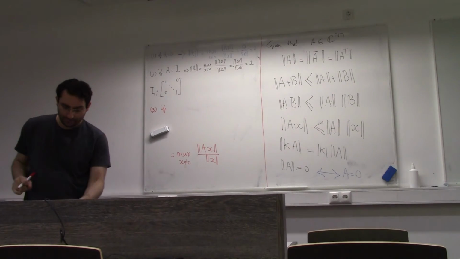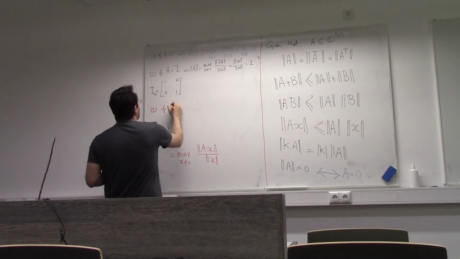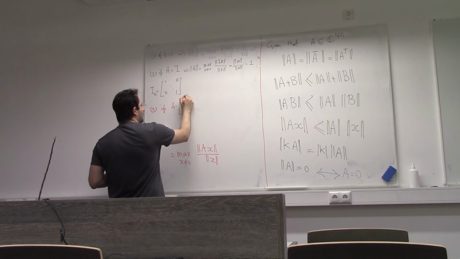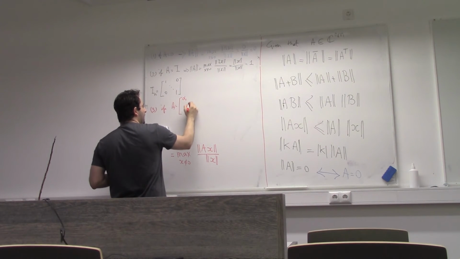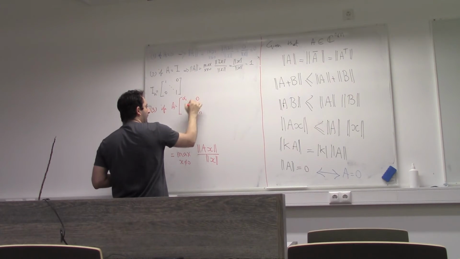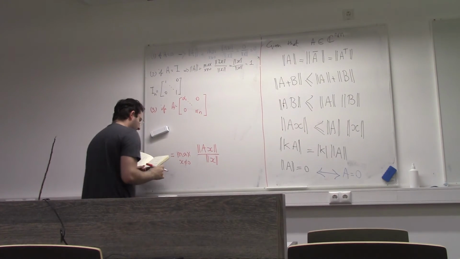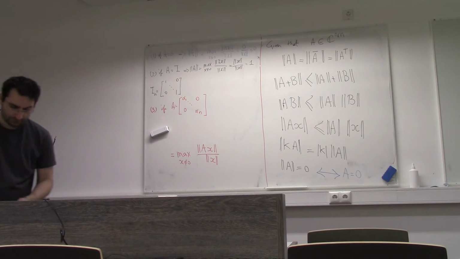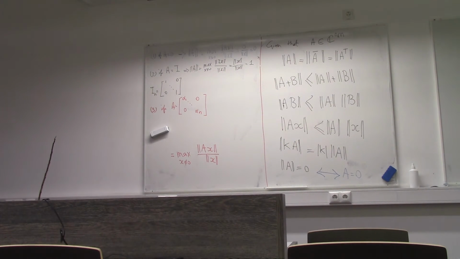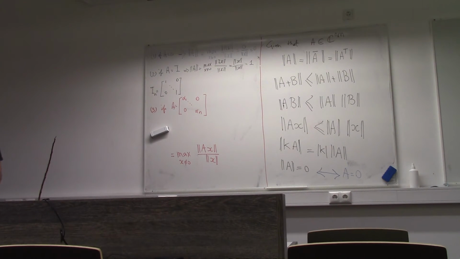If A is equal to a diagonal matrix with alpha 1 through alpha n, tell me what is the norm? The maximum of alpha. Sorry? The maximum of alpha. Oh, the maximum of the absolute value of alpha. Yeah, you can prove it.